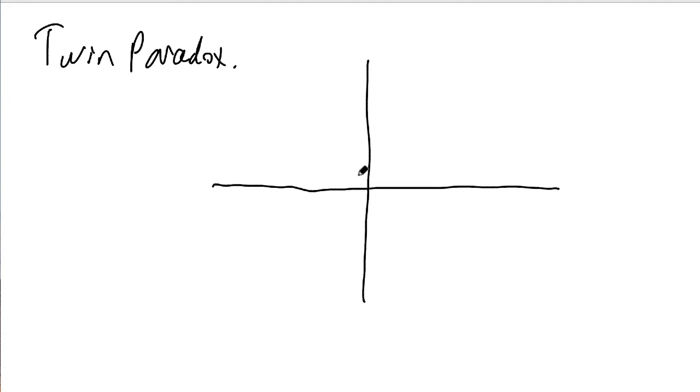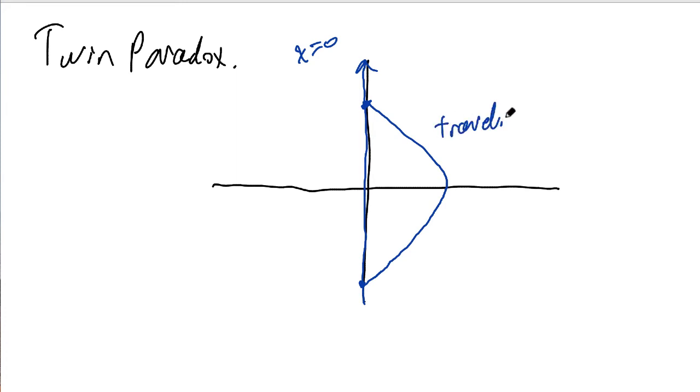Now let's consider the twin paradox. All right, we have twins. One twin stays at home. So that twin just sits at x equals 0 in our Minkowski coordinate system. The other twin leaves, circles around Alpha Centauri, and returns. And we find that the twin who travels ages less than the twin that stays at home. All right, how do we see that?